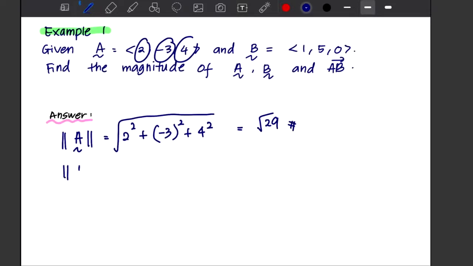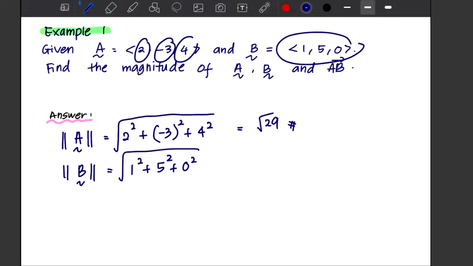Then calculate for vector B, the magnitude of vector B. Magnitude of B is 1 square plus 5 square plus 0 square, equal to 1 plus 25 equal to square root 26. And last one, magnitude of AB.